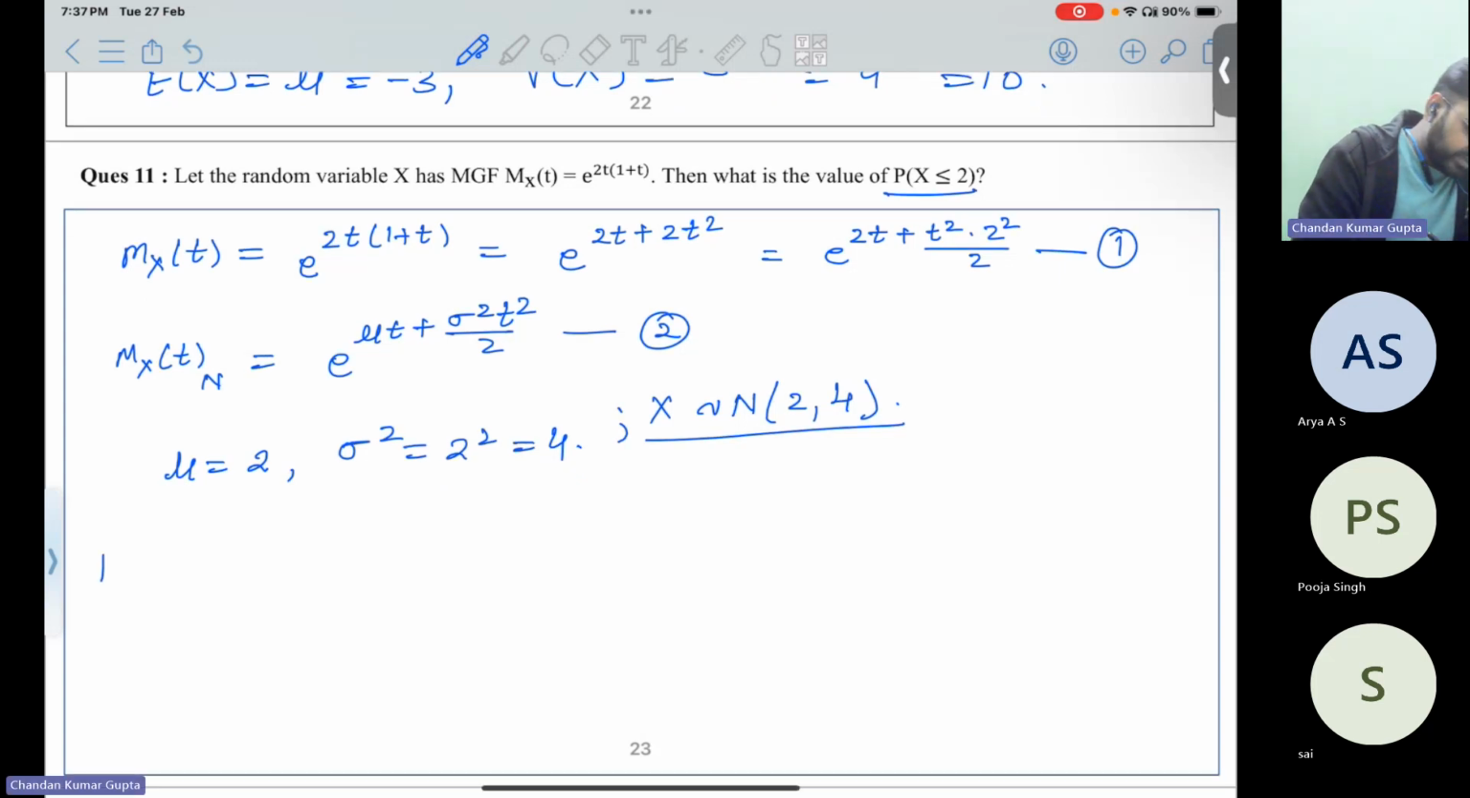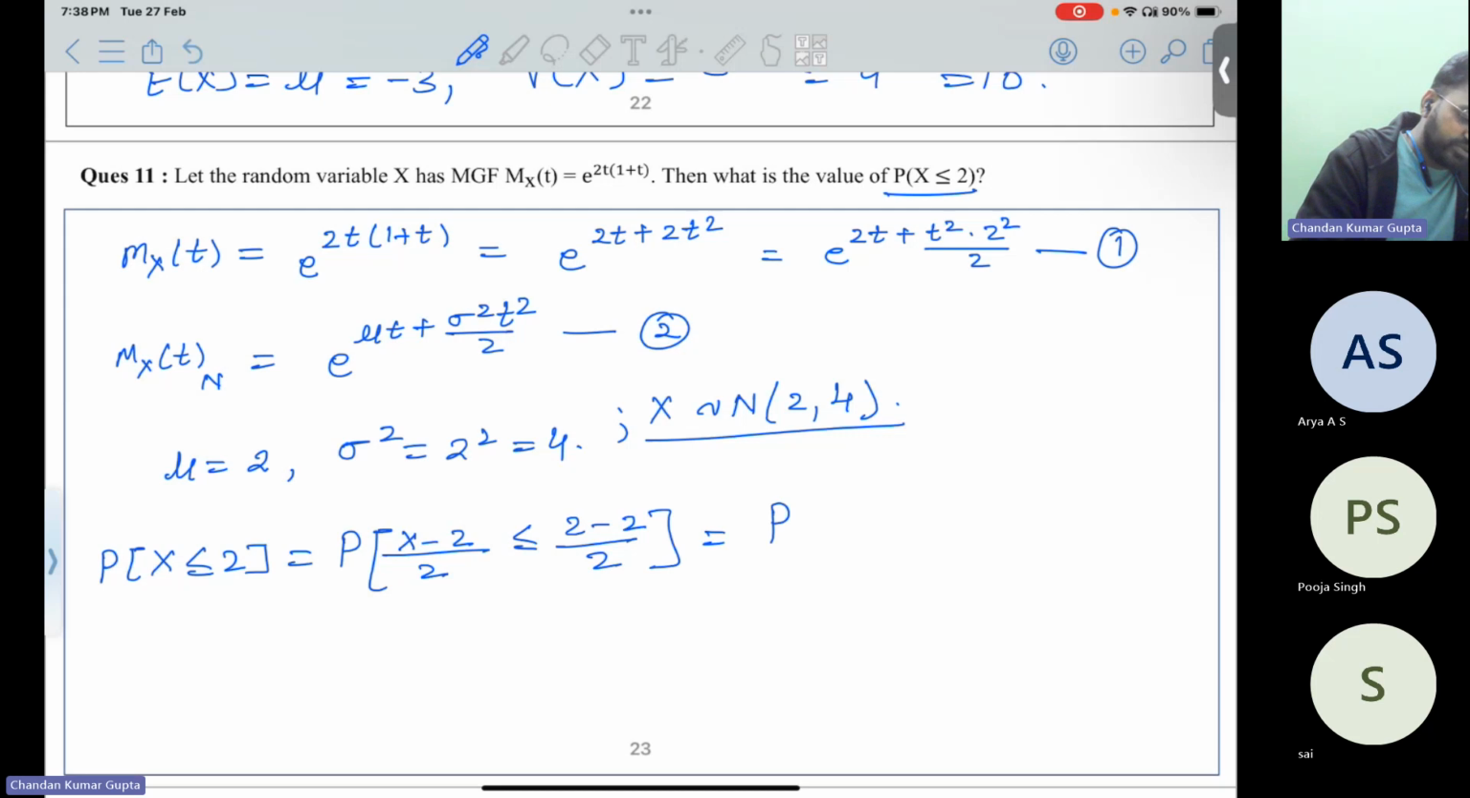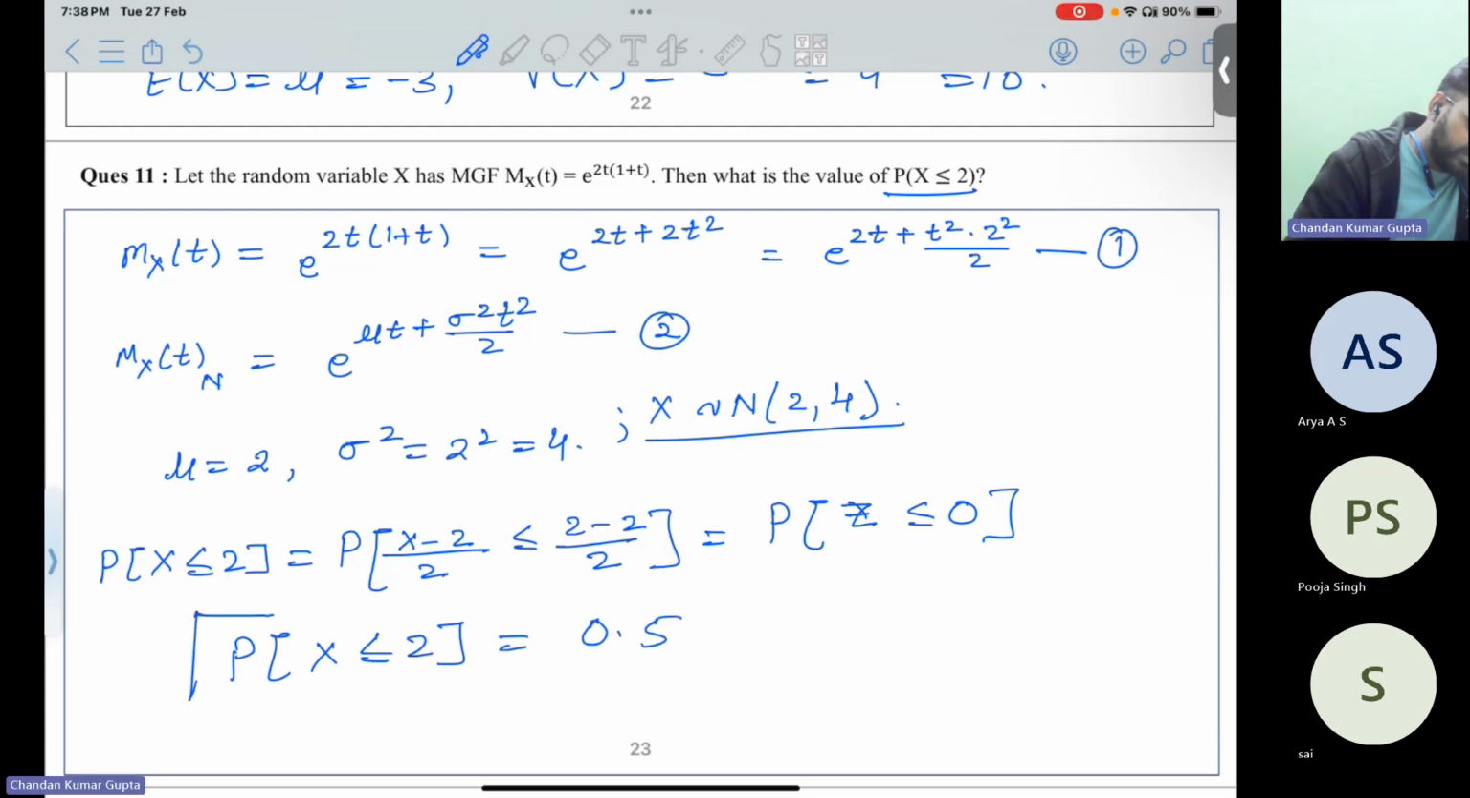So we need to calculate the probability that x is less than or equal to 2, which is equal to what? Again, standardize the same x: (x minus mu) upon sigma less than or equal to (2 minus mu), and mu is 2, sigma is also 2, which is equal to the probability that z is less than or equal to 0. And it is well known that it is equal to half.